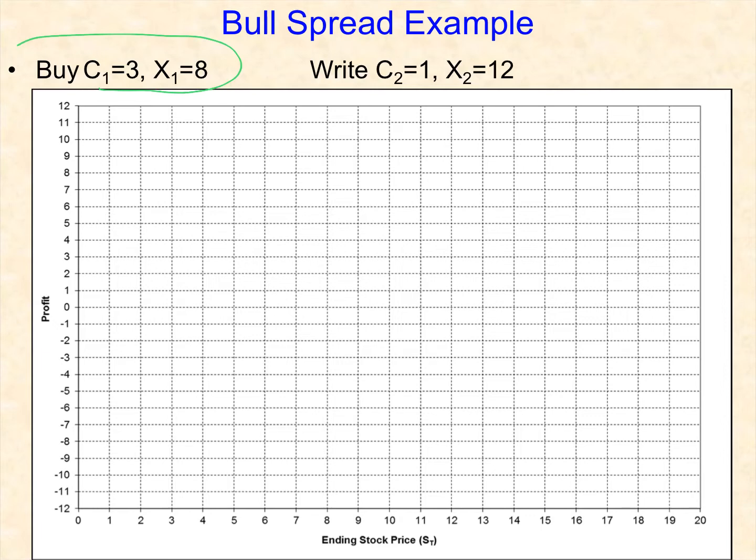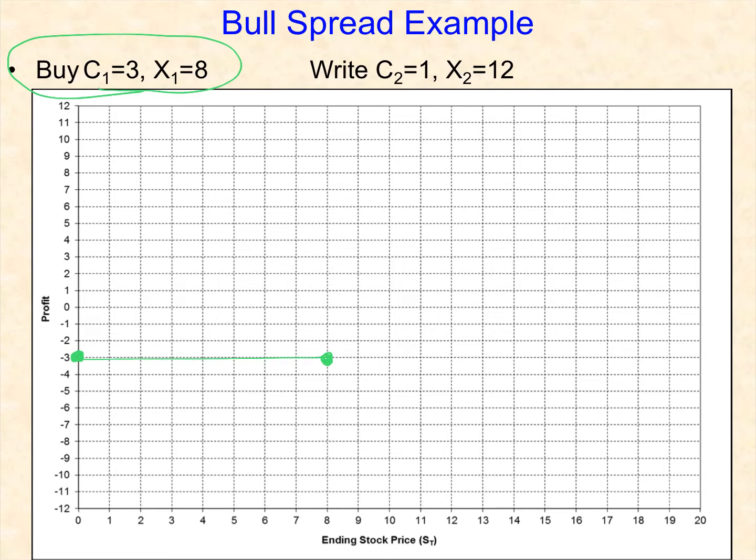Let's start with the first option here. This option has a premium of 3, so that we know that when we buy this option, we will lose that $3 premium. For any stock price less than the exercise price of 8, the option expires out of the money and we simply lose our premium. So we can draw the payoff to the first option here.